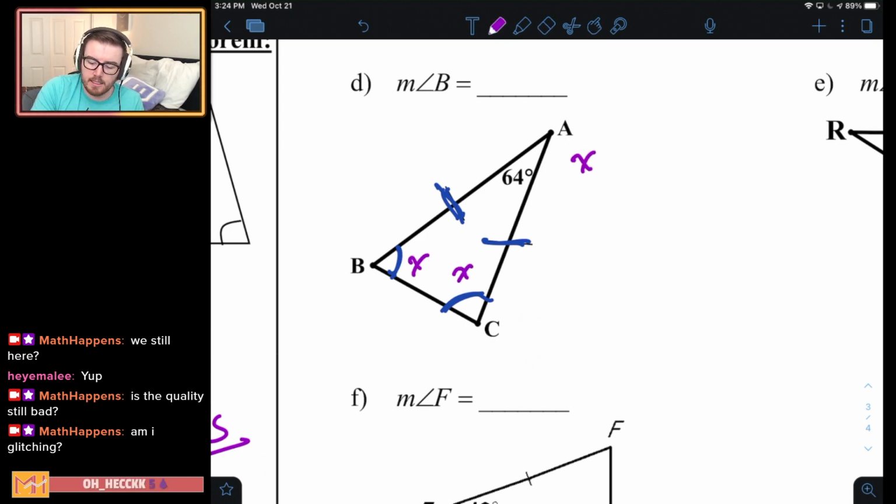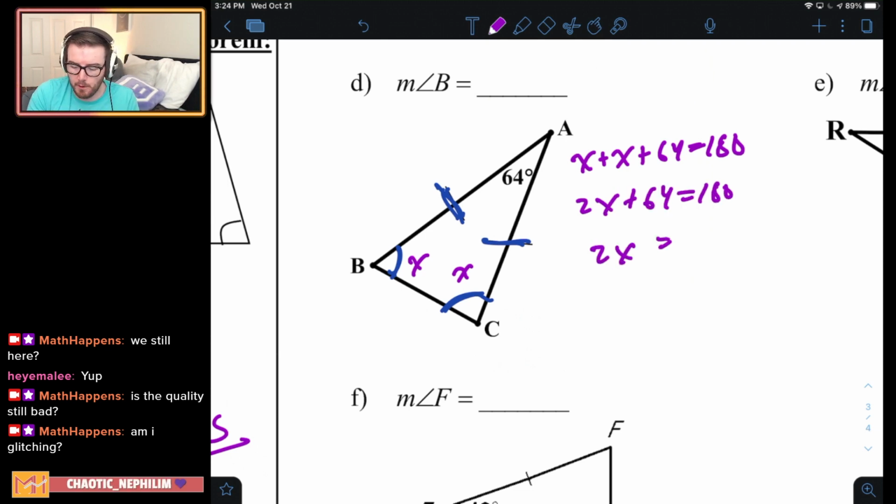So x plus x plus 64 equals 180. 2x plus 64 equals 180. Subtract the 64, you get 116. Divide by 2. What is that? I don't want to screw that up. 58.